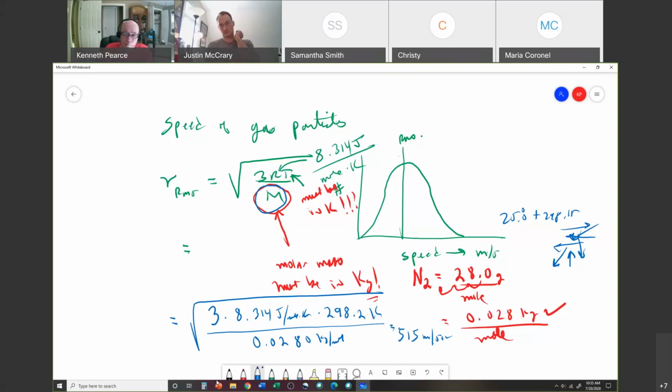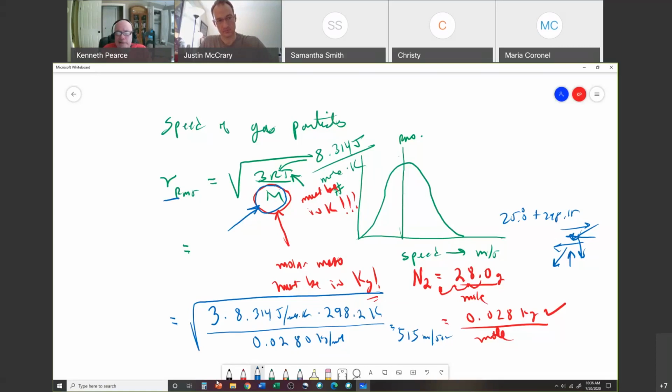And if you look, where's the mass? The mass is on the bottom, the denominator. What does that mean? As mass goes up, what does it do to the velocity? Well, since it's on the bottom half, as you increase the mass, you're going to decrease the velocity. As you decrease the mass, you're going to increase the velocity.